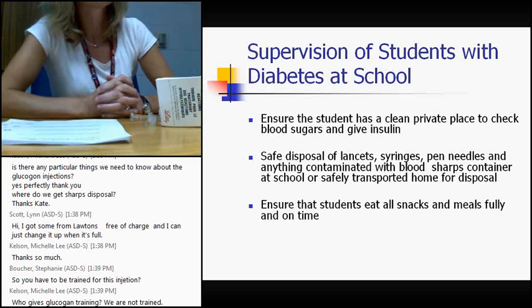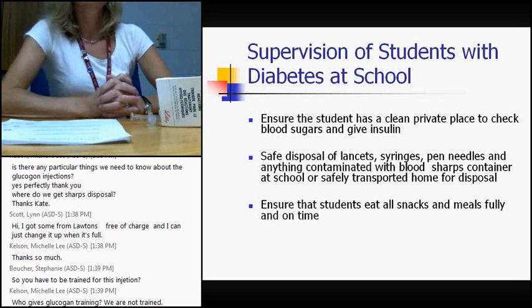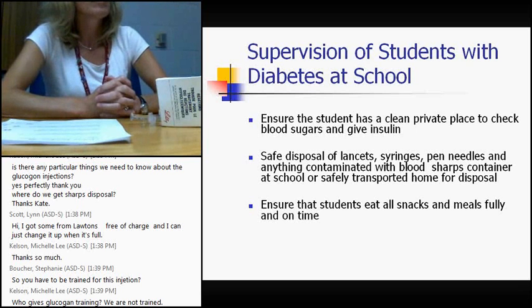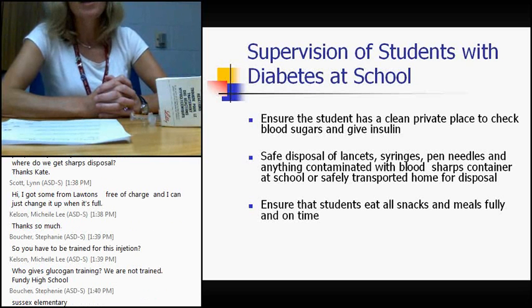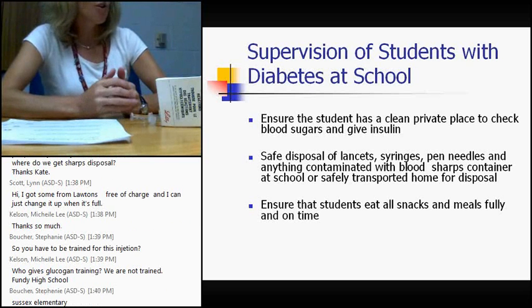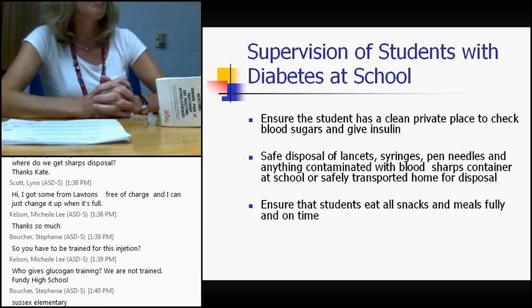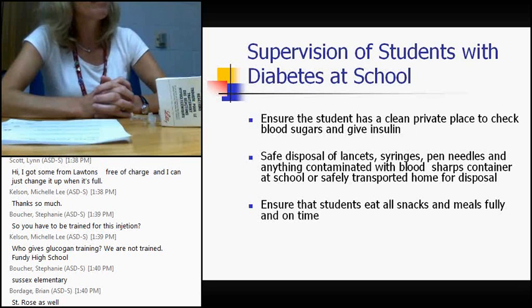Stephanie, the question is, so you have to be trained for this injection? You do. Okay, and she said, who gives glucagon training? We're not trained. What school are you? There are a lot of schools where, like Fundy High School, parents will actually go in and do the glucagon training. Sussex Elementary's asking too. So parents are certainly capable of showing how to give that. Or a local pharmacist.